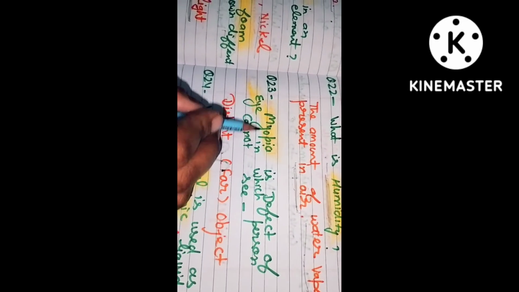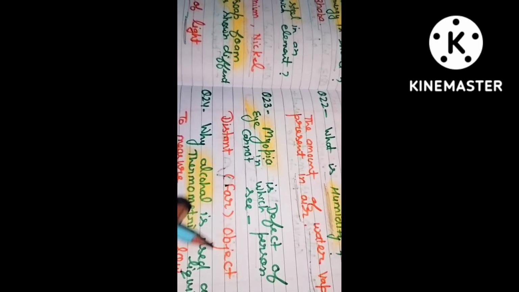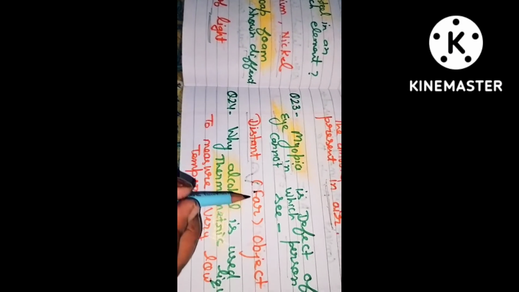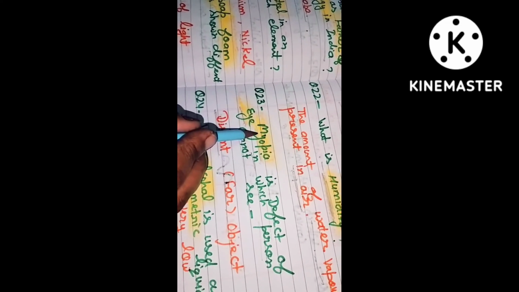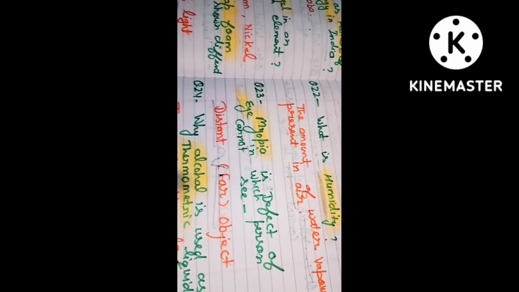Next, myopia is a defect of the eye in which a person cannot see distant objects. In this condition, the person can see near objects but not far objects.